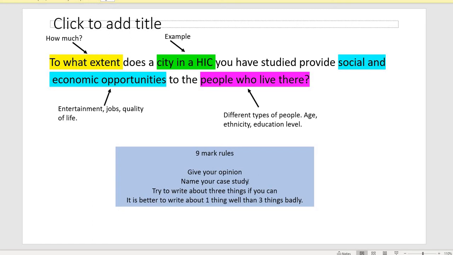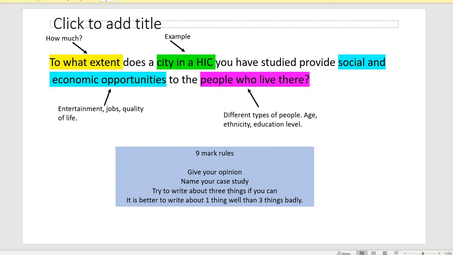If you don't name your case study and keep referring back to it and make it obvious that you are writing about a real place that you have studied, you can't get out of level 2, okay? It doesn't matter how good your answer is, how perfect your geography. If you don't name your case study, you are stuck at a level 2 answer, and the most you will be able to get is 6 out of 9.